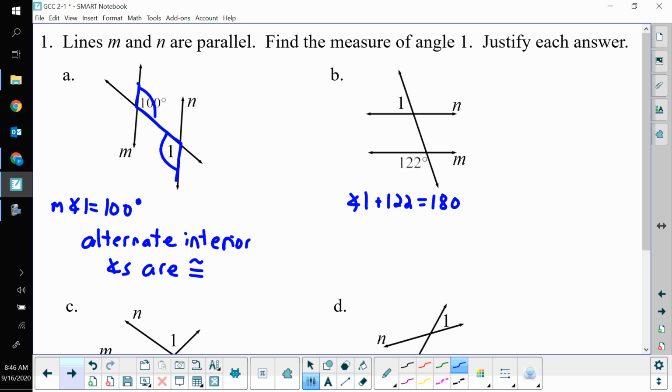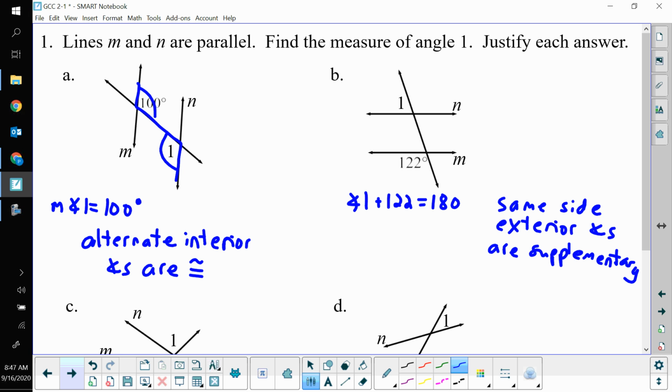And our reason for being able to set that up is same side exterior angles are supplementary. So we can just solve this now. We can subtract the 122 over, and we get angle 1. And I'm not going to be picky about if you put the m in front for measure of angle 1 or if you just say angle 1. Either one's fine. 58 degrees.